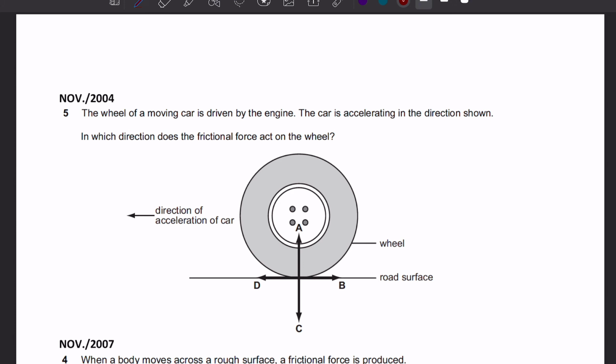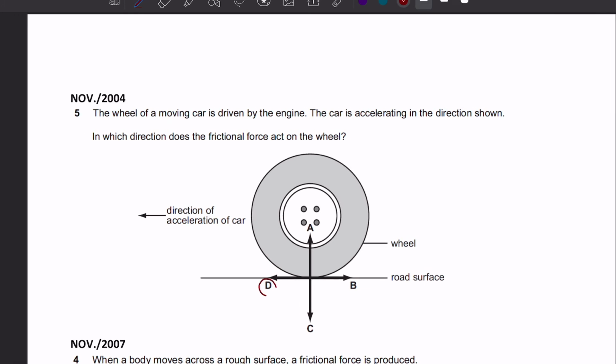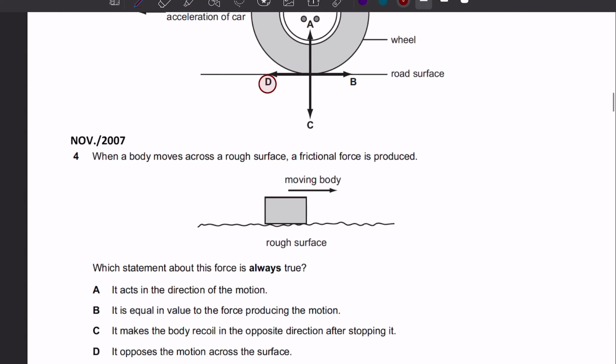Let's have a look at some of the past paper questions. This is something which asks in which direction does the frictional force act. So I can see that the car is accelerating towards left. It would tend to rotate this way, and the frictional force must act towards left as well. So a common mistake one can make over here is that one marked B as the direction here.